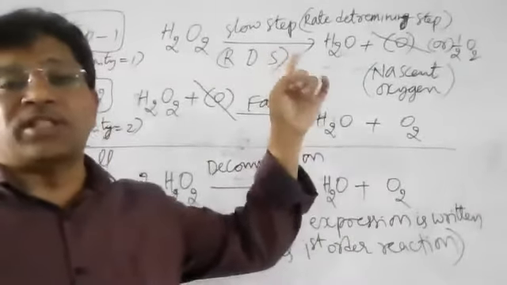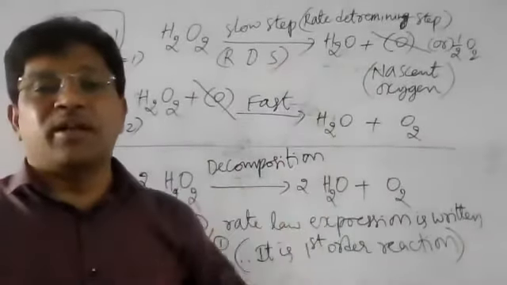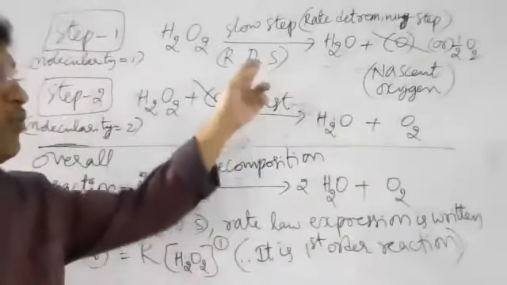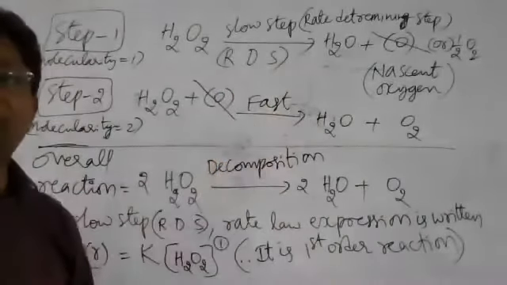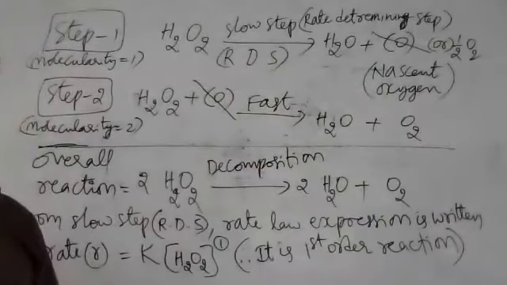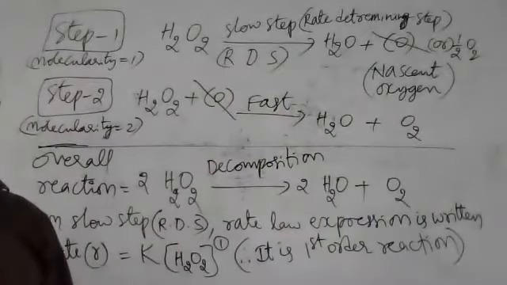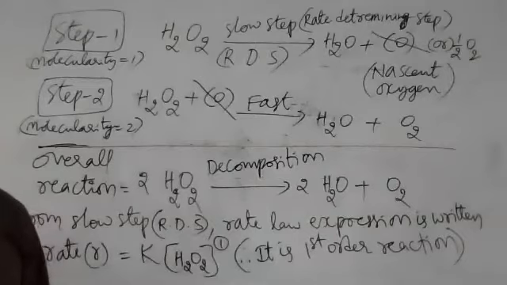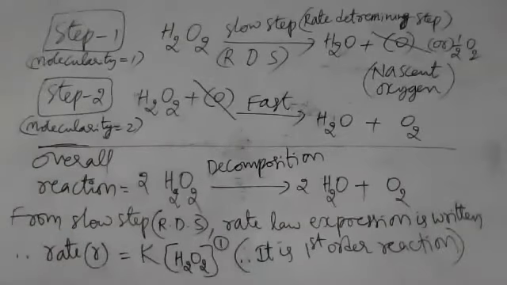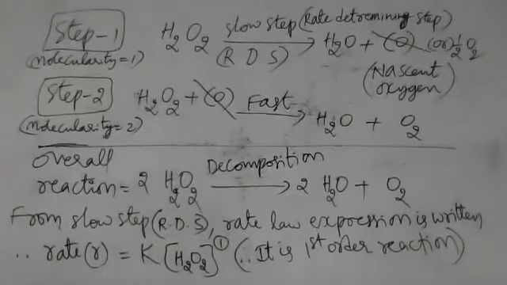The slow step, first step, is taken as what? Rate determining step. Now, out of the first and second step, which will decide the rate of reaction? First one, that is slow step. So the slow step is always what? Rate determining step. So this concept mainly not understood.